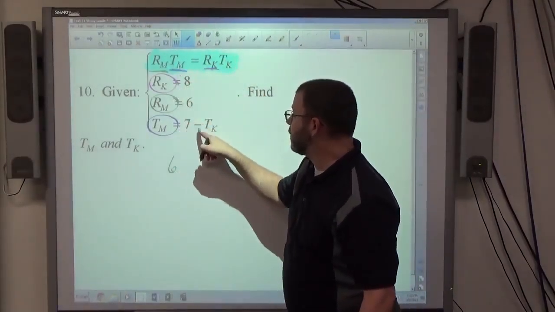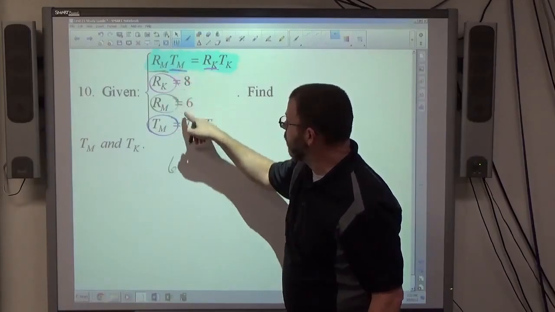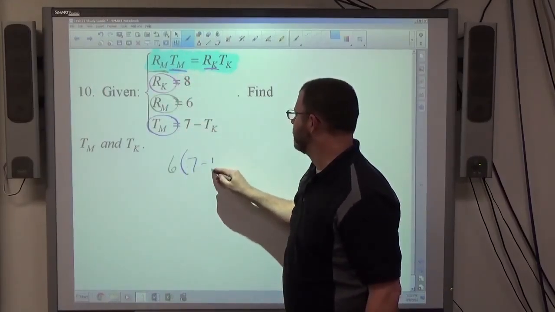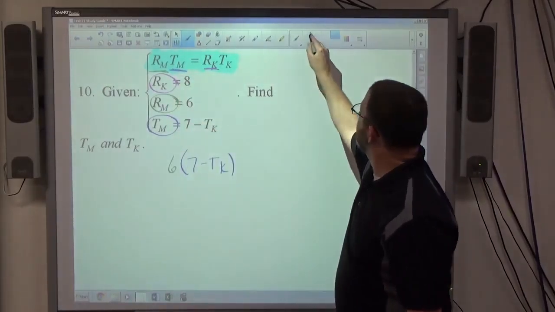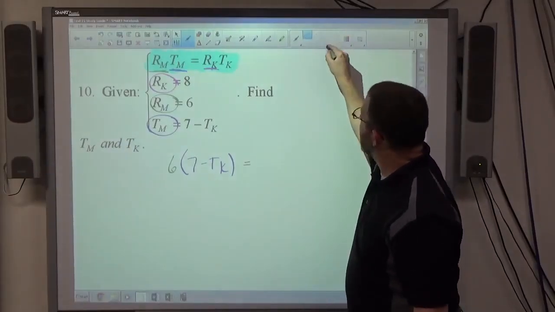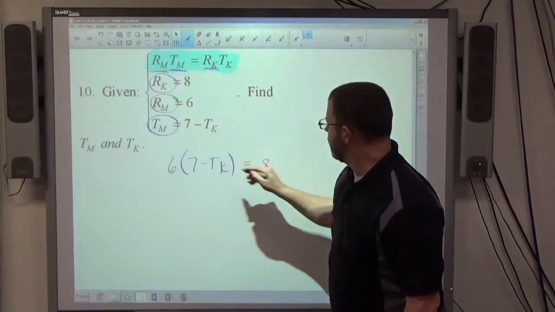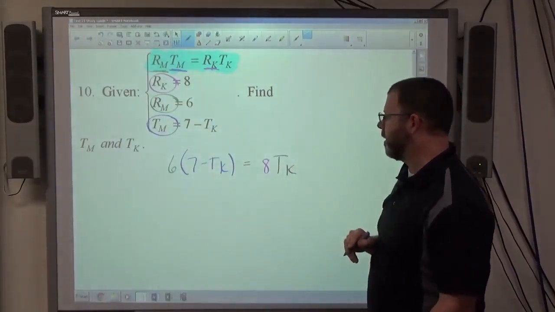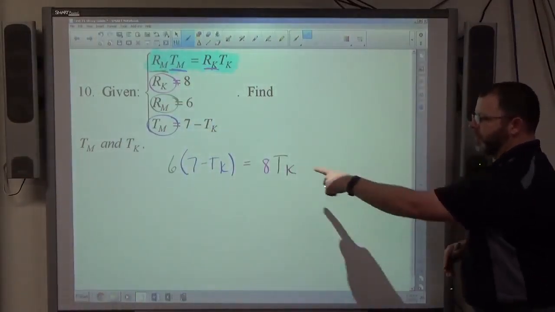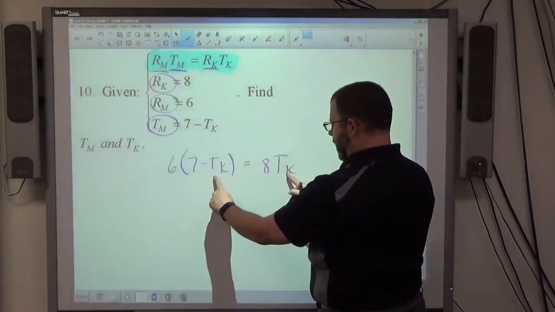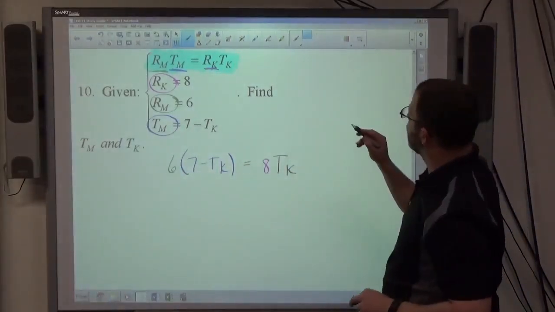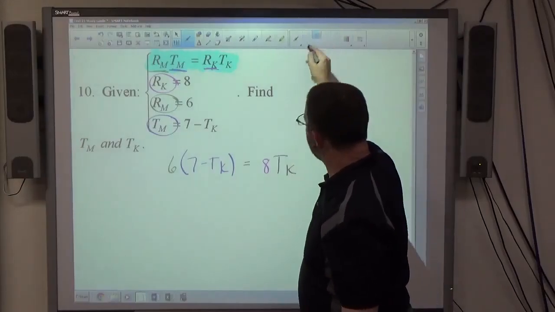T sub m is equal to 7 minus t sub k. I'm replacing 1 with more than 1, so parentheses, equals r sub k, which equals 8. And t sub k has no replacement values, so I'm going to keep that t sub k. So everything got replaced except for this. And by doing that, the only variable left is t sub k. So now I'm just going to solve this equation using basic technique.